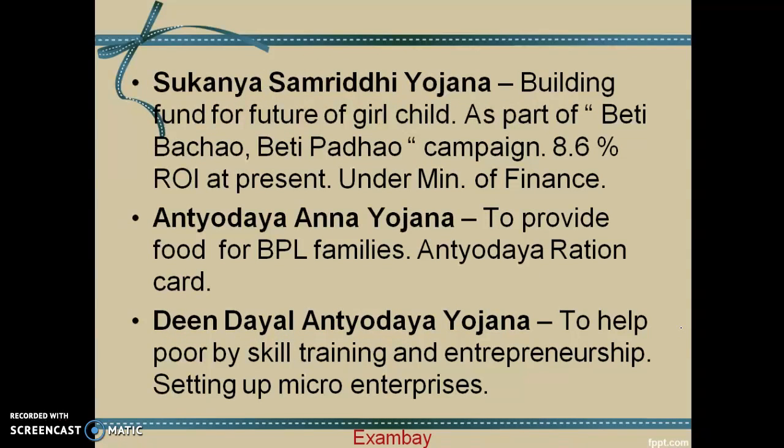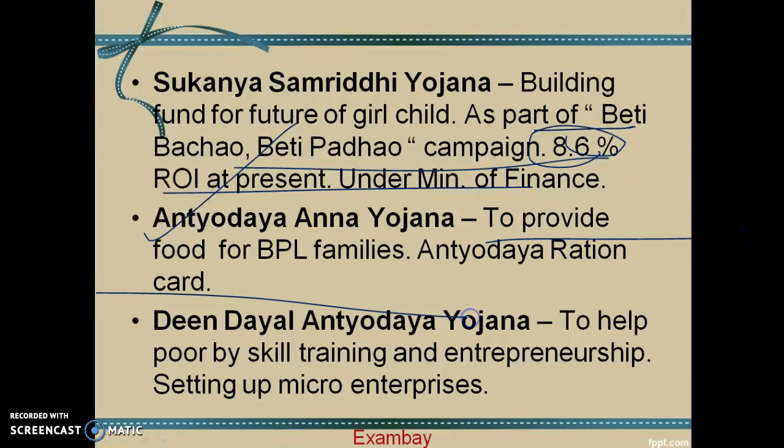This is building a fund for the future of the girl child, for education and for marriage expenses, for other expenses. It is a part of the Beti Bachao Beti Padhao Andolan. Now the present year ROI is 8.6%. Previously it was 9.2%. This is under the Ministry of Finance. Antyodaya Anna Yojana, to provide food for BPL families. You can read more about it.